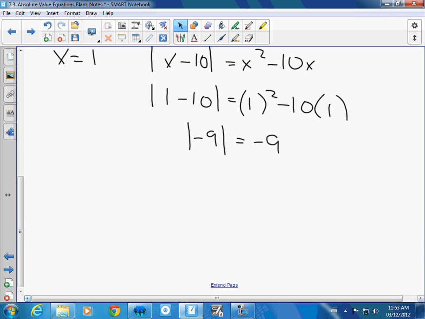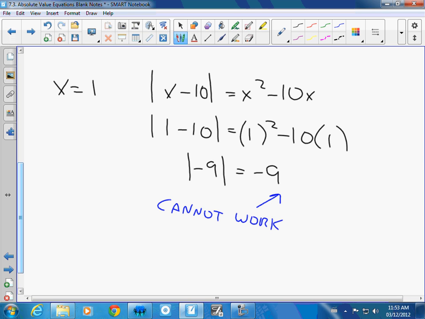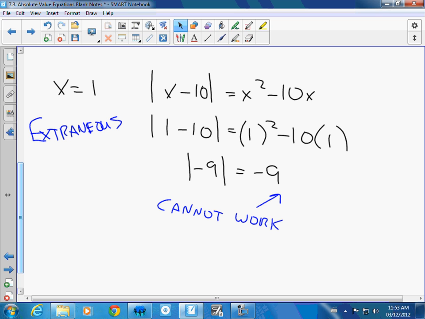So what does that tell us about x equals 1? 1 does not work. Hang on, let's put a little note here. Cannot work. So 1 is extraneous. Oops, if I could spell extraneous, that would help. Okay, now this is where you start using your mental math skills. So 1 did not work. Let's try negative 1.